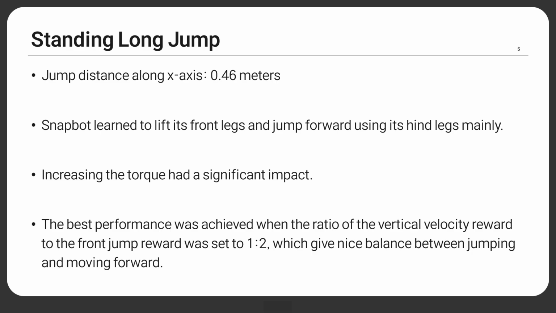And from the training and experiments, the snapbot learned to lift its front leg and jump forward using its hind legs mainly. Increasing the torque had a significant impact, which gave enough strength to jump higher. The best performance was achieved when the ratio of the vertical velocity reward to the front jump reward was set to 1 to 2, which gives a nice balance between jumping and moving forward.